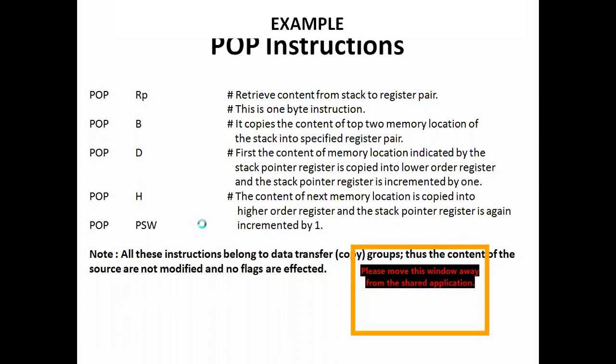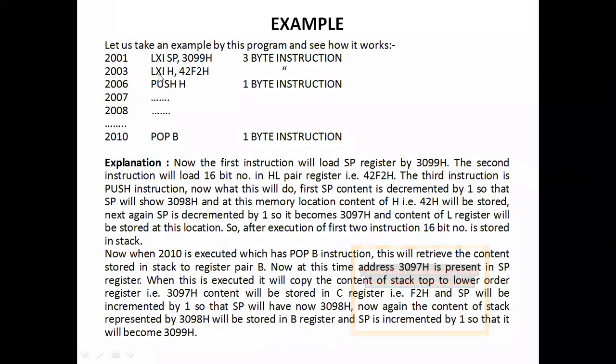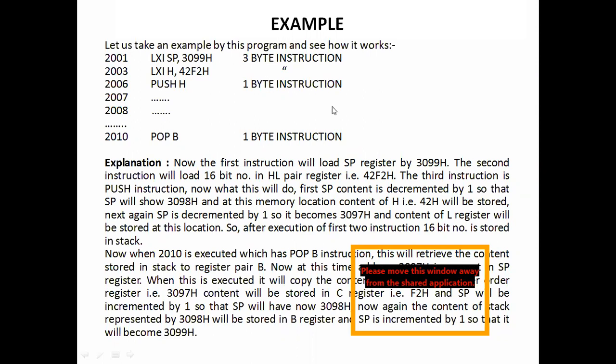So let us go with an example. Suppose I have given an example here in which we load the stack pointer with 3099. Then we put certain data in the HL pair, that is 42F2. Then we do a push operation, and later a pop operation. So what will happen now? The first instruction will load the stack pointer with 3099, and the second instruction will load the 16-bit number 42F2 into the HL register pair.